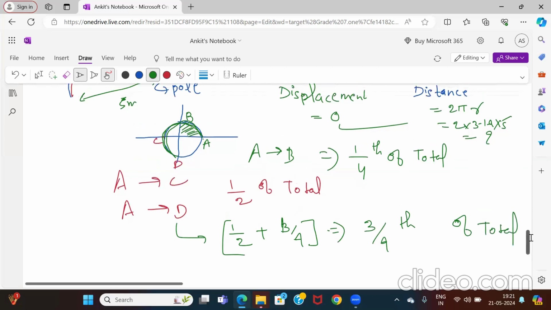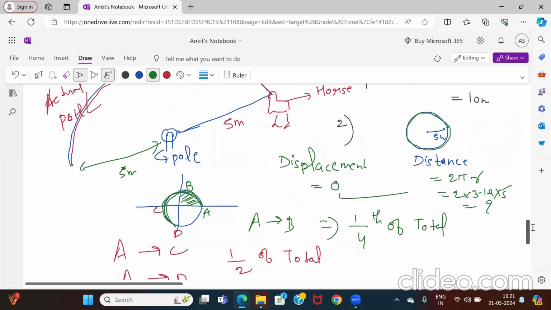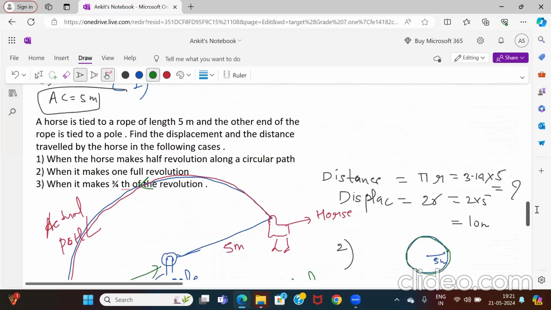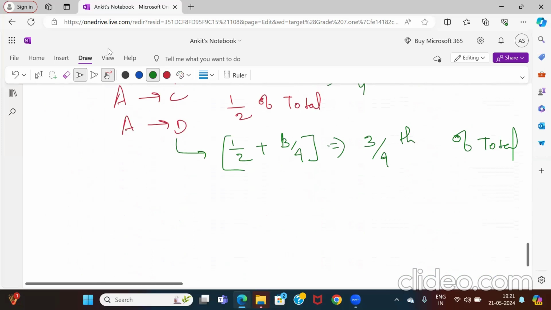Clear? Yes, sir. In fraction you already learned in class, basic mathematics. So they are saying when it makes 3 by 4th of revolution, then horse is starting from here. It is going 3 by 4 and finally it reaches here. So B, A. Then this is the center. This is 5 meter. This is 5 meter. Clear? Then I am asking, this is also 5 meter.